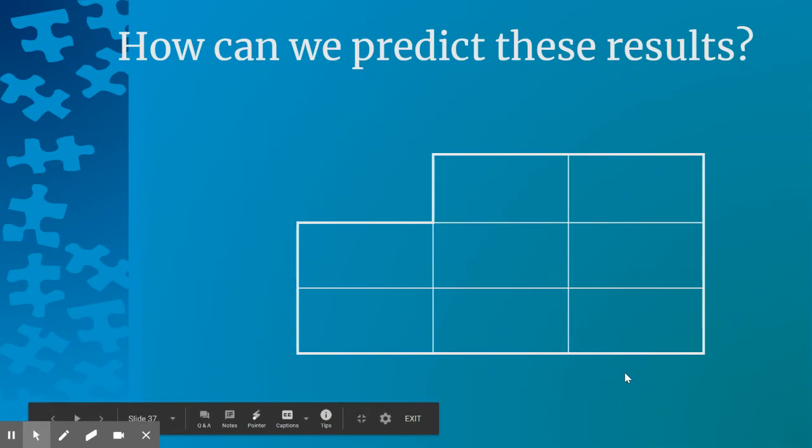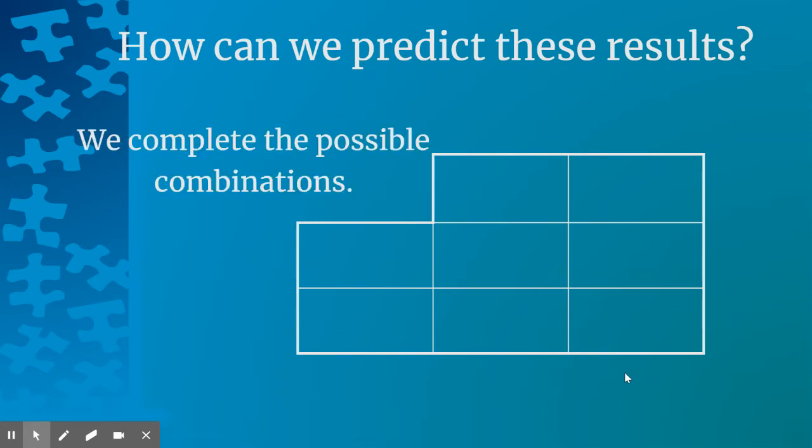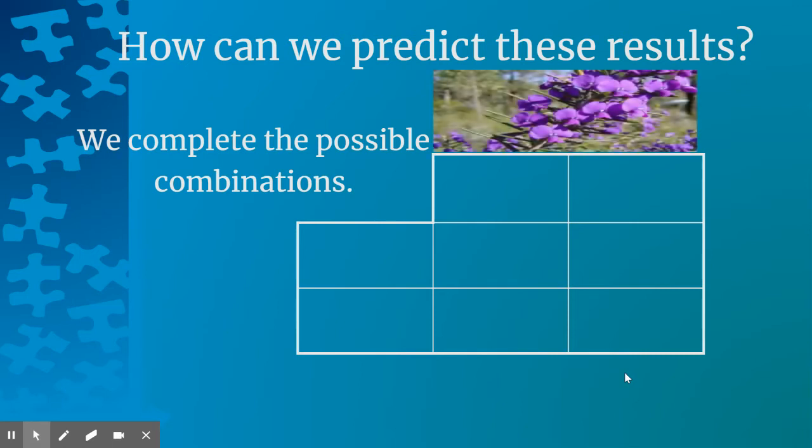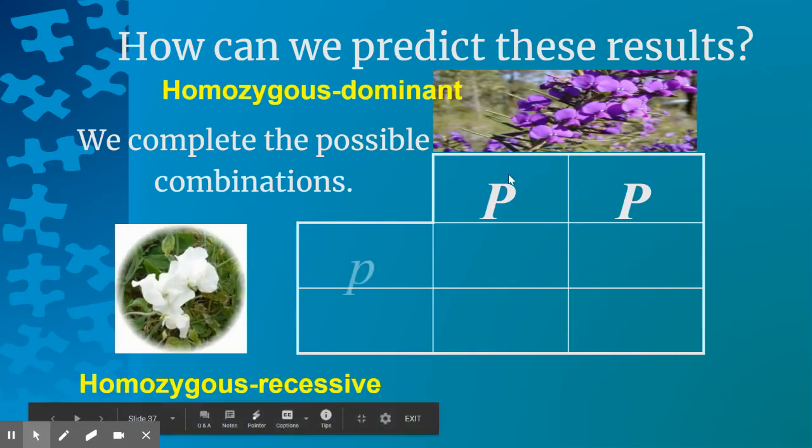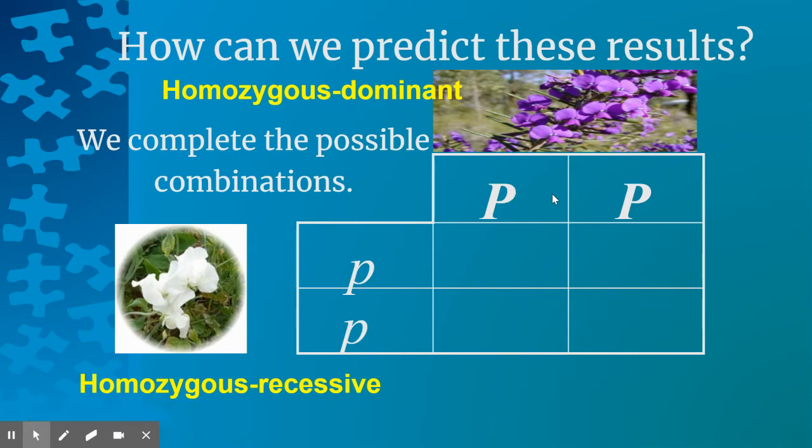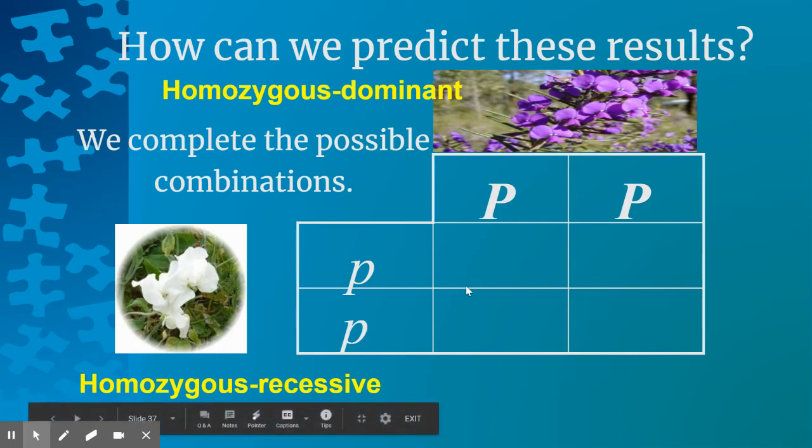So what's this going to look like? We can predict possible combinations that would result if a homozygous purple flower crossed with a homozygous recessive flower. Homozygous, big P, big P, homozygous recessive, little p, little p. What do you think is going to go in this box?